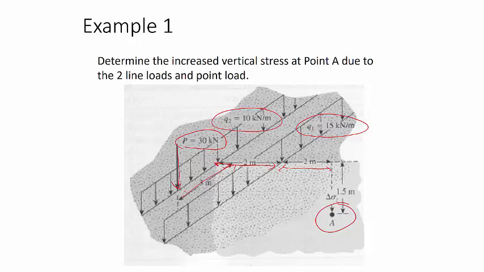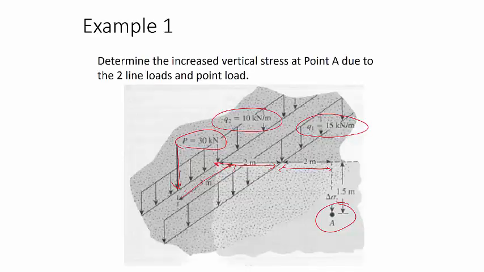So what we have here is our three different types of loads that are being applied, and we want to, utilizing superposition, determine what the overall increased vertical stress is at point A. So this is going to require us to break this down into three components. So I'm going to go to the next slide here. And we'll first begin by looking at the first line load.